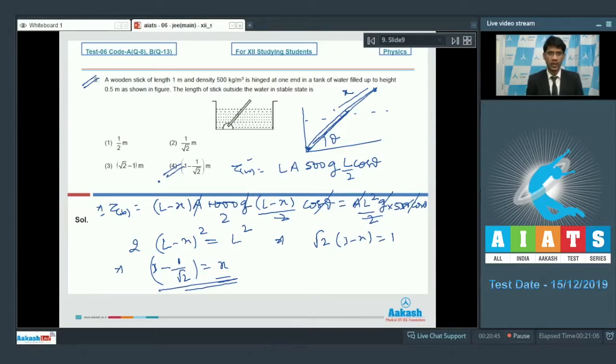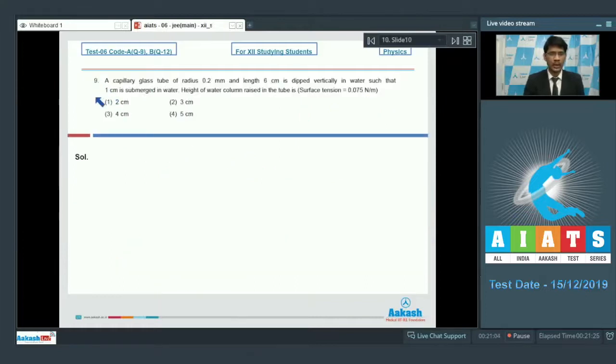Now we shall proceed to question number 9. In question number 9, a capillary glass tube of radius 0.2 mm and length 6 cm is dipped vertically in water such that 1 cm is submerged in water. Height of the water column raised in the tube is. We need to find what will be the height of the water column that will be rising in the capillary tube.